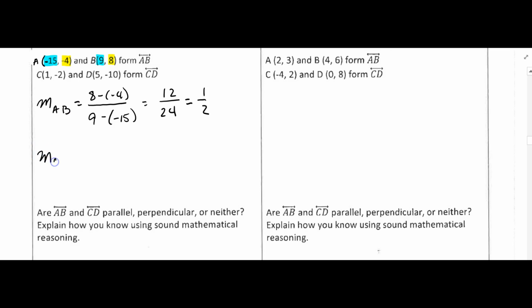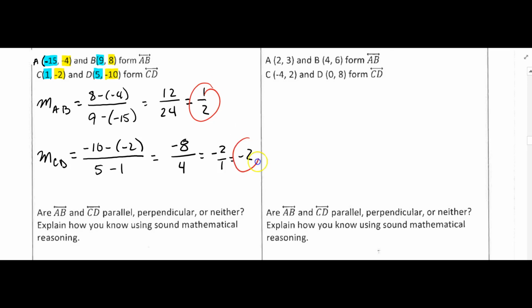And then the slope of line CD. So again, let's pick our y values. So I have negative 10 minus negative 2. Again, notice my use of parentheses so I don't make silly arithmetic mistakes. And then 5 and 1. So 5 minus 1. So negative 10 minus negative 2 is negative 10 plus 2, so that's negative 8. 5 minus 1 is 4, so this is going to reduce to negative 2/1, or just negative 2. Either one works.